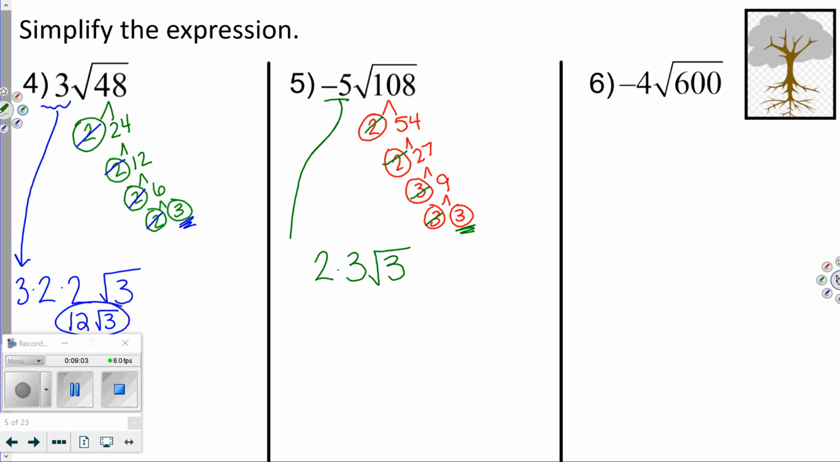My friend out here who's already at the restaurant waiting for me, I'll bring him down. And now I can just clean this up. Negative 5 times 2 is negative 10, times 3 is negative 30, and I have radical 3.